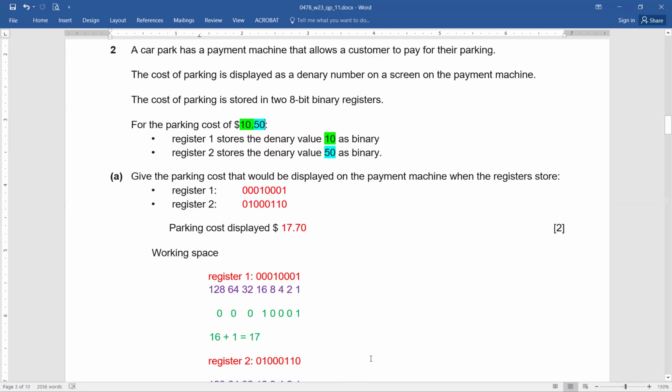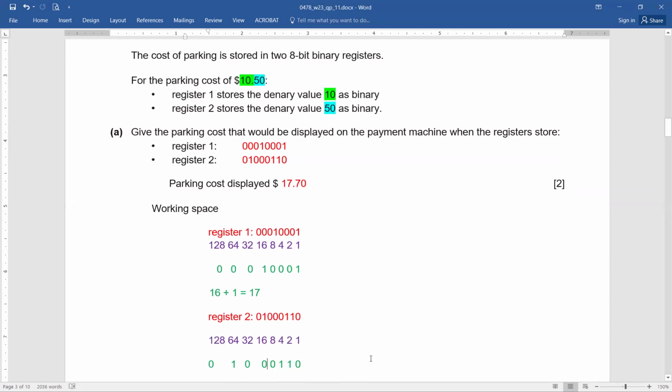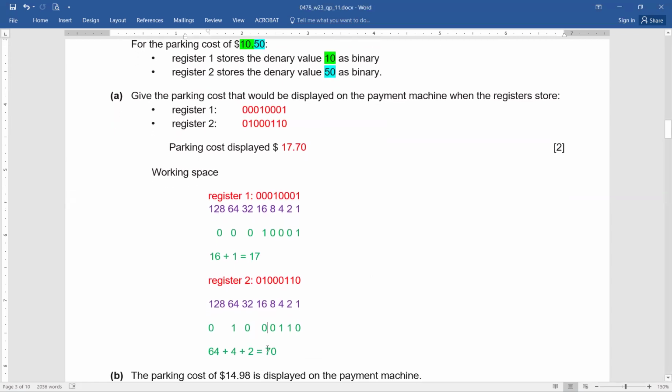Now moving to register 2. As you can see, register 2 is 0100 and 0110. So if we utilize the same technique as we have done, it's 1, 2, 4, 8, 16, 32, 64, 128 for the byte. And you can see here 0110 and 0010. Then you simply add, and what you obtain is 64 plus 4 plus 2, that gives you 70. So in this manner, the parking cost is basically 17.70, which we obtained from register 1 from here and register 2 from here.